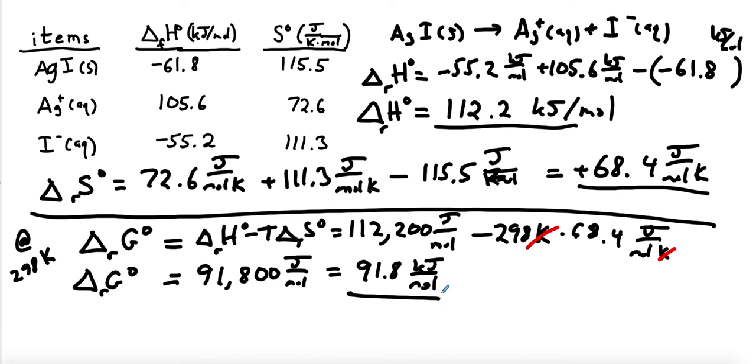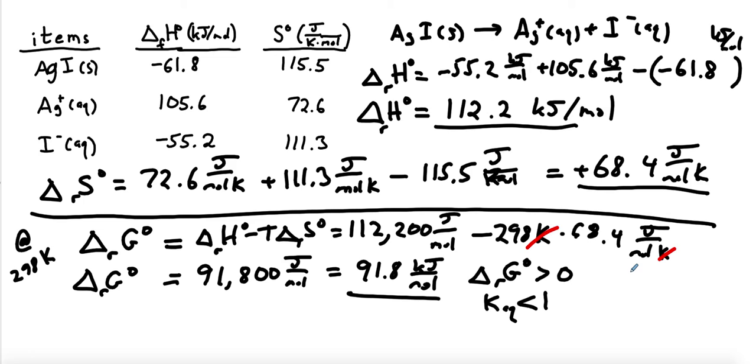Now let's pause and ask, what does that mean conceptually? What this means is that we're going to have an unfavorable equilibrium. We're going to have an unfavorable equilibrium constant. So we know K is going to be less than 1. That's what delta G standard means. And you want to equate those two things in your head: a small equilibrium constant means a positive delta G standard.